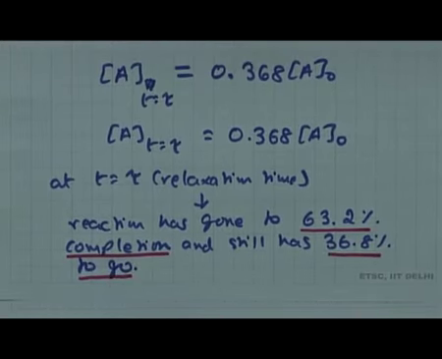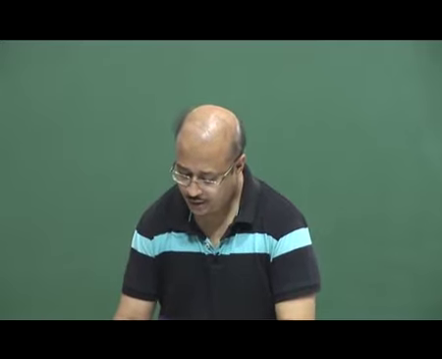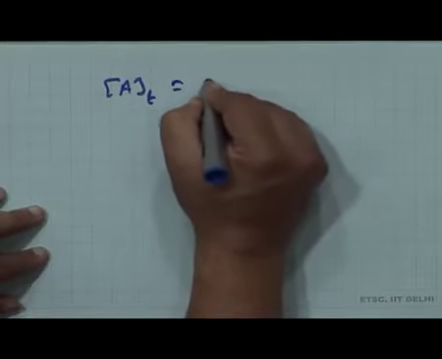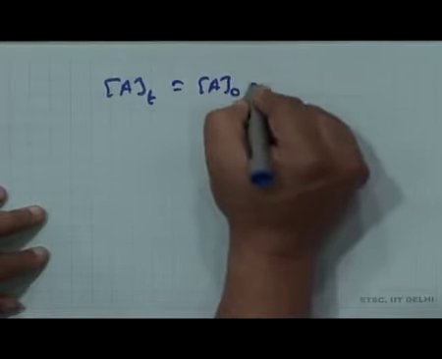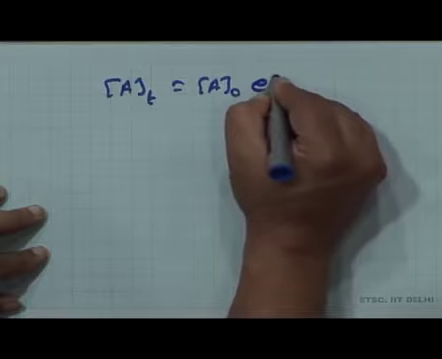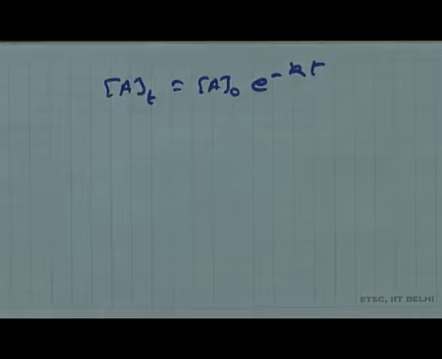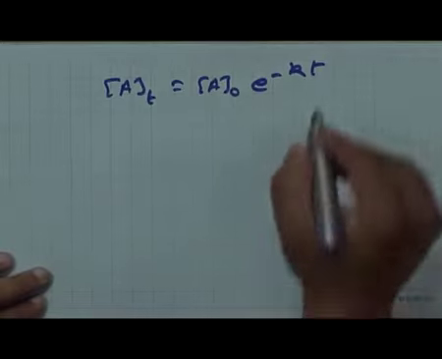Like we found an expression for t half, we can also find an expression for this relaxation time. It is very easy. What we do is we recall this equation where we had the concentration of A at time t is equal to the concentration of A naught e to the power minus k t. This was equation number 14 for us, if I remember correctly.